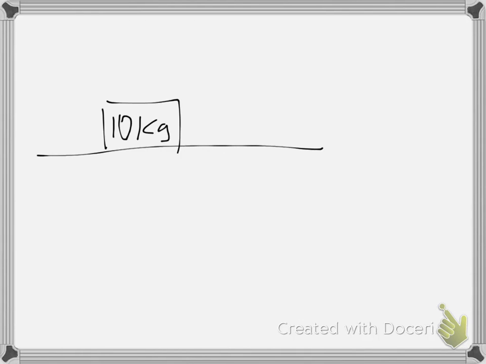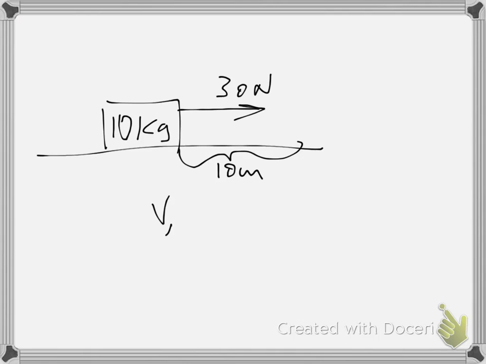So, this new scenario, let me draw this out. So what did I say? This was 10 kilograms, right? And let's apply a force of 30 newtons. And we're going to move it 10 meters. And its initial velocity was 0 meters per second. Can you tell me what the final velocity is?